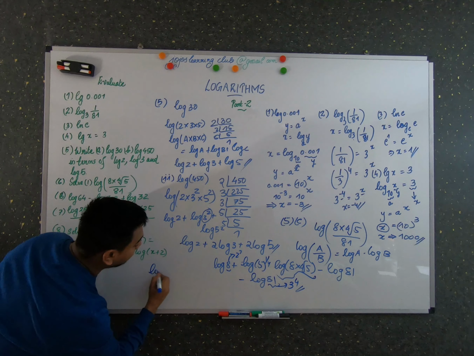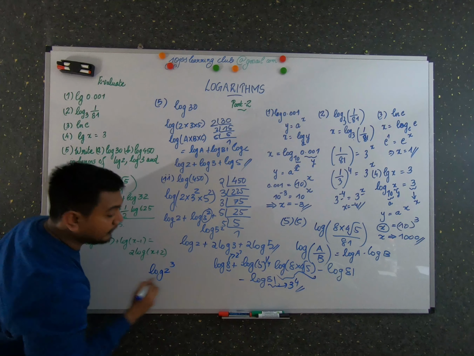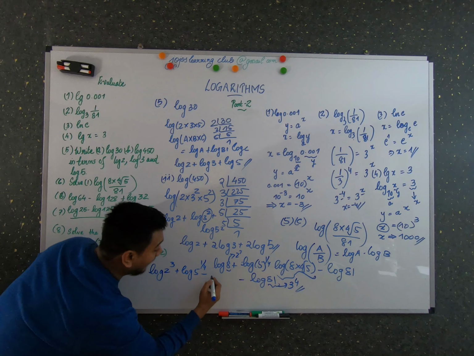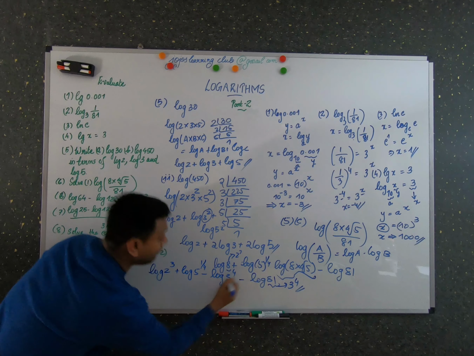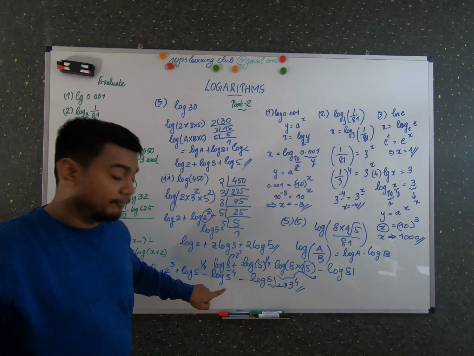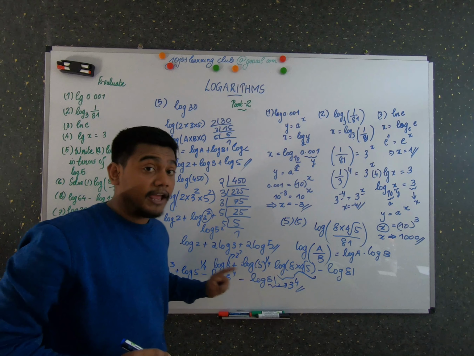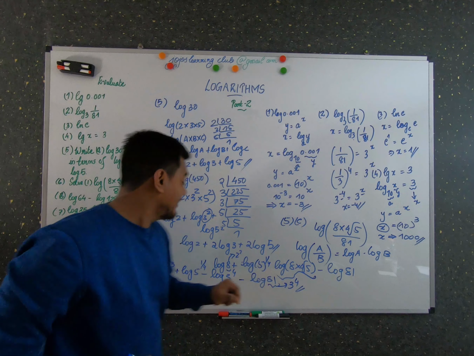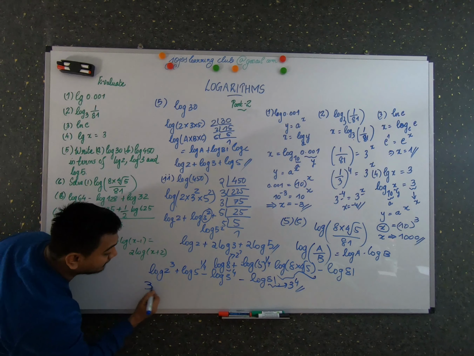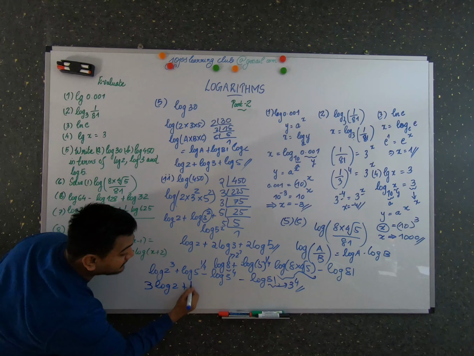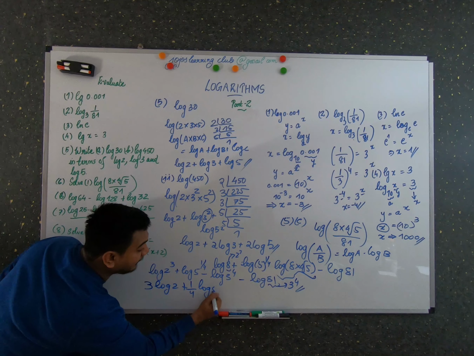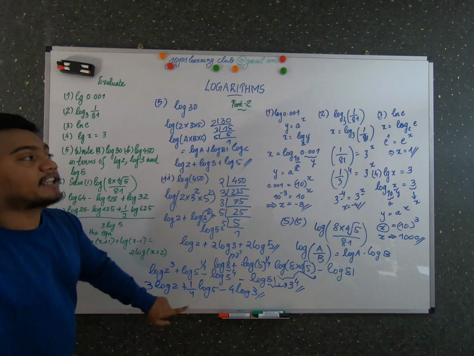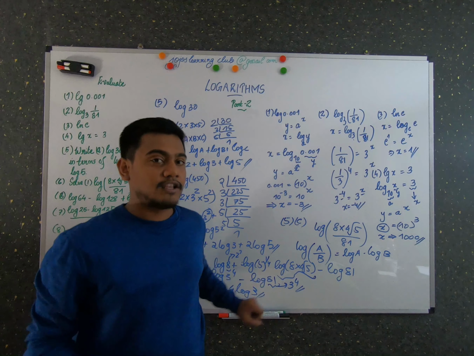So I'm going to write again this as log of 2 cube plus log of 5 raised to 1 by 4 minus log of 3 raised to 4. Now when you have log of a raised to n, then you can express that in terms of n into log a. So similarly, I'm going to change this again: 3 log 2 plus 1 by 4 log 5 minus 4 log 3. And this is the final answer for this problem.